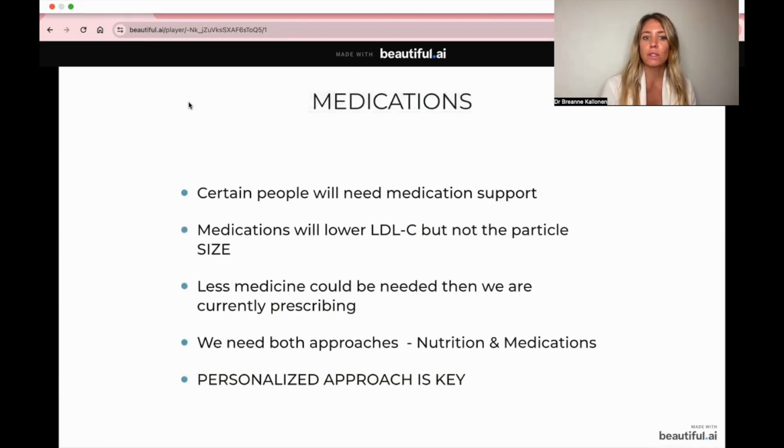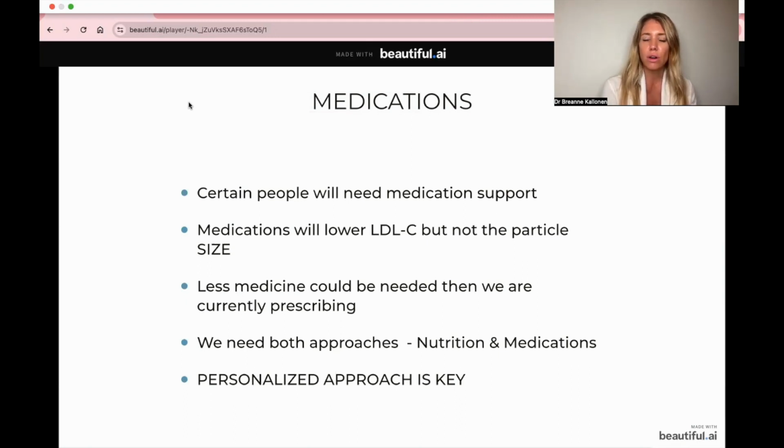The key with medications is certain people will require medication support. Again, medications will lower the volume, the LDL-C, but it does not change the particle size, and that's well documented in the literature. It's the nutrition and correcting the insulin resistance that's going to give you the best opportunity to change that particle size. What I feel is that if we did comprehensive testing, we could otherwise prevent patients from being treated unnecessarily. Based off of the way that we are testing, how are we properly able to determine which patients are at actual risk and which patients would actually require a medication?